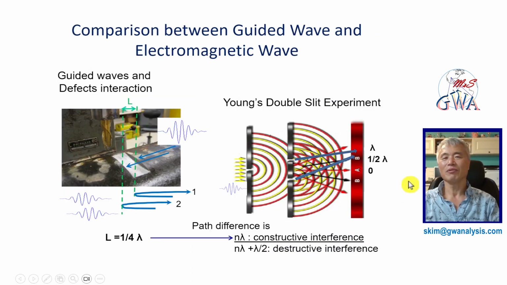This slide explains the wave interaction of the front and the rear end of a notch. This ultrasonic wave interaction is the same phenomenon as Young's double-slit experiment of electromagnetic waves. The waves undergo constructive interference if the path difference is equal to 1 wavelength. In guided waves, the path difference is equal to 1 wavelength if the axial length of the notch is equal to a quarter wavelength, because the waves reflected from the front and the rear have a 180-degree phase difference.